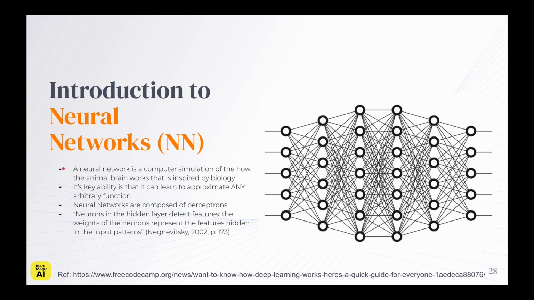So what is this video all about? Well, this video is an introduction to neural networks. What is a neural network? Well, a neural network is a computer simulation of how the animal brain works, and it's inspired by biology. The key ability is that it can learn to approximate any arbitrary function. All right, so take a deep breath, let that sink in for a minute while I repeat that. The key ability of a neural network is that it can learn to approximate any arbitrary function.